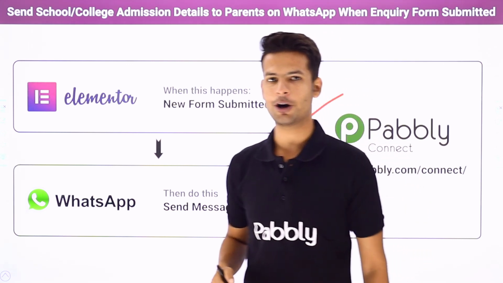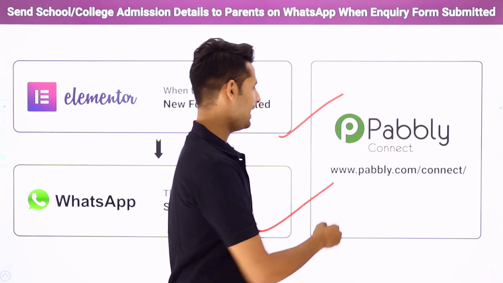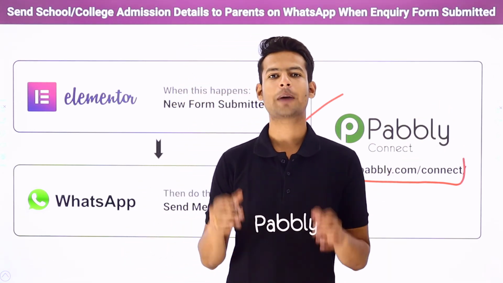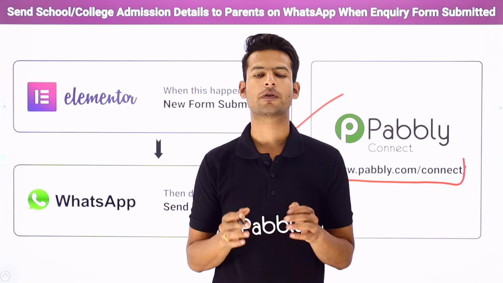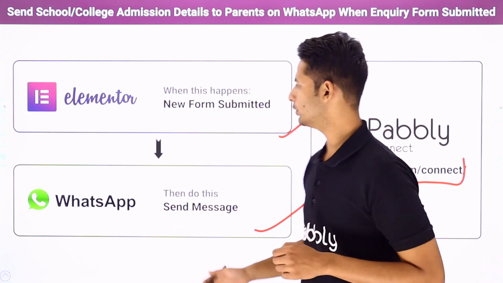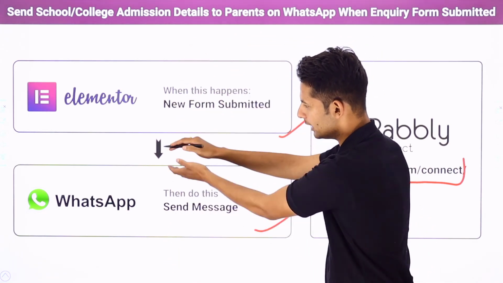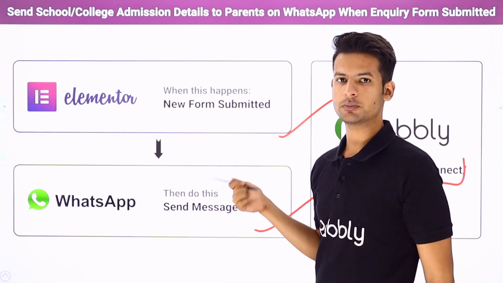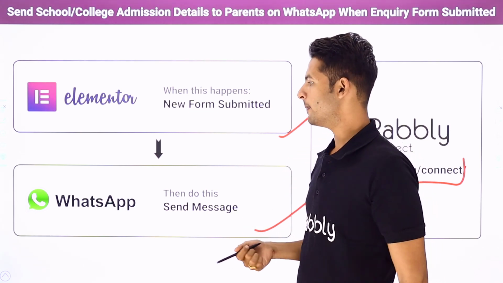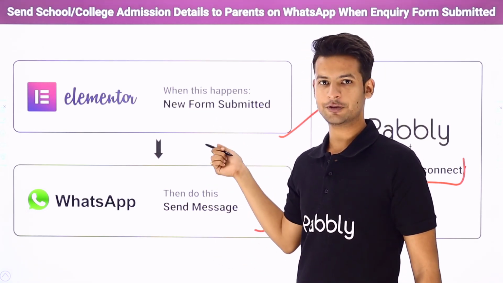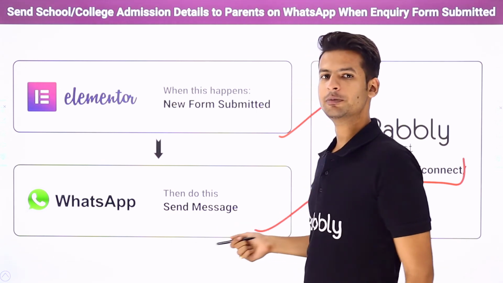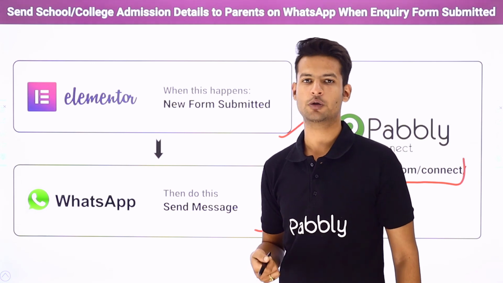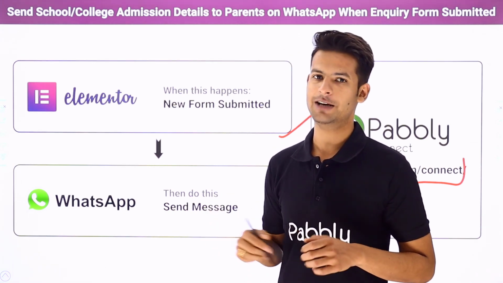So how have I performed the automation? Let me tell you. With the help of Pably Connect. Now you will ask, what is Pably Connect? Pably Connect is an integration and automation software. It will help us link both of these applications together so that every time parents fill up the form which pops up on your college website, a WhatsApp message will automatically be sent on successful form submission to that particular parent or customer who has inquired about the procedure of the admission.